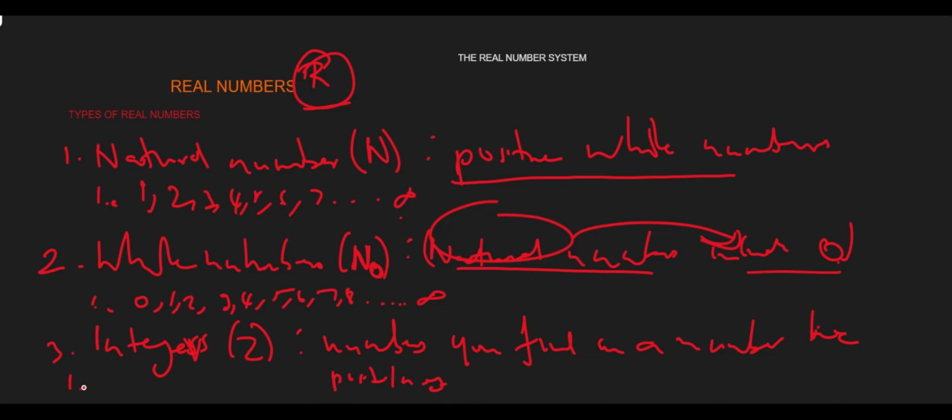So we have an example here: 0, plus or minus 1, plus or minus 2, plus or minus 3, up to plus or minus infinity. You can notice that any natural number is an integer, but not any integer is a natural number.